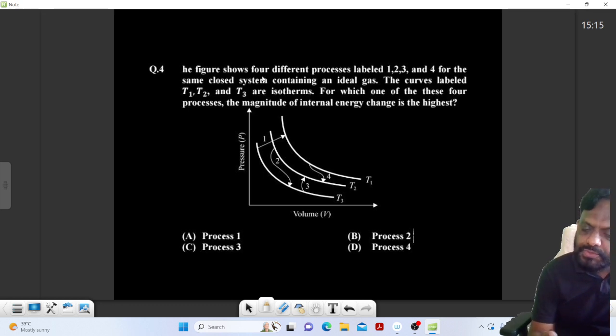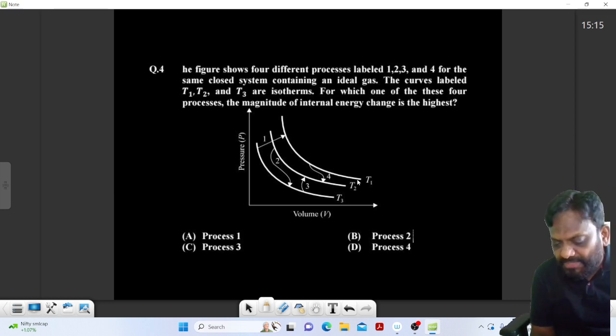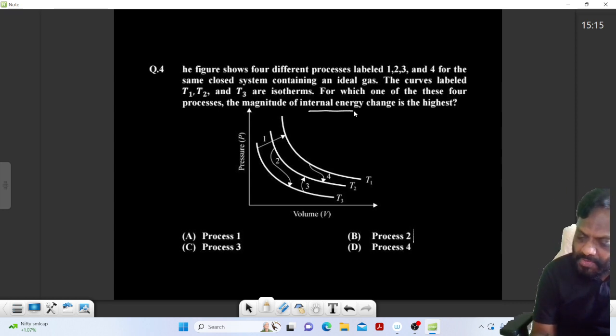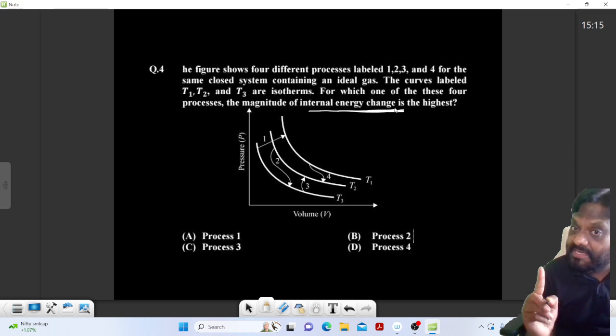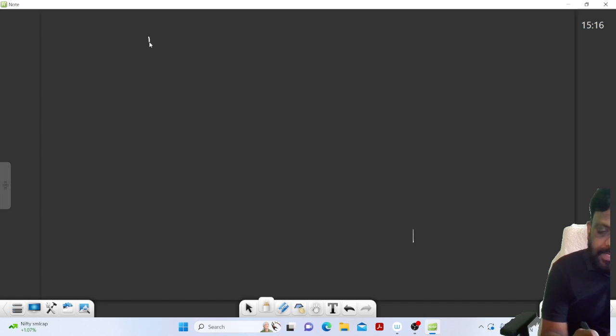Now, the figure shows 4 different processes labeled as 1, 2, 3, 4. The curves are labeled as T1 isotherms. This is one isotherm, this is one isotherm, this is one isotherm. For which of these is the magnitude of internal energy change highest? Now let's observe. I have already told you in my regular class. What did I tell you? So this is volume and this is temperature.